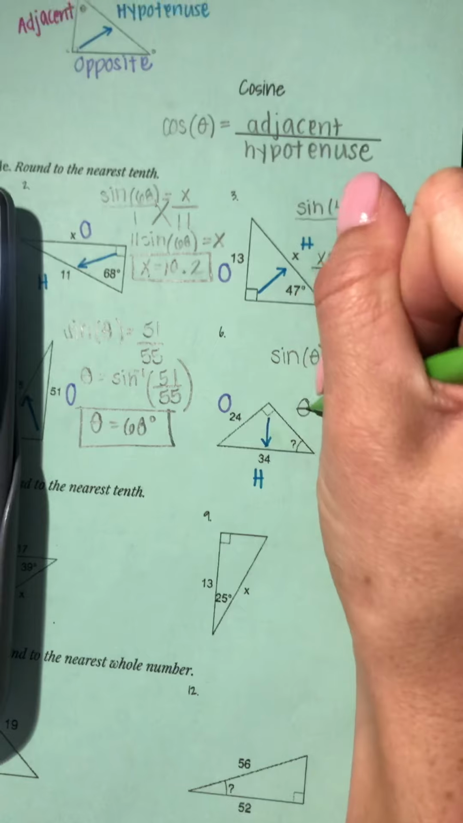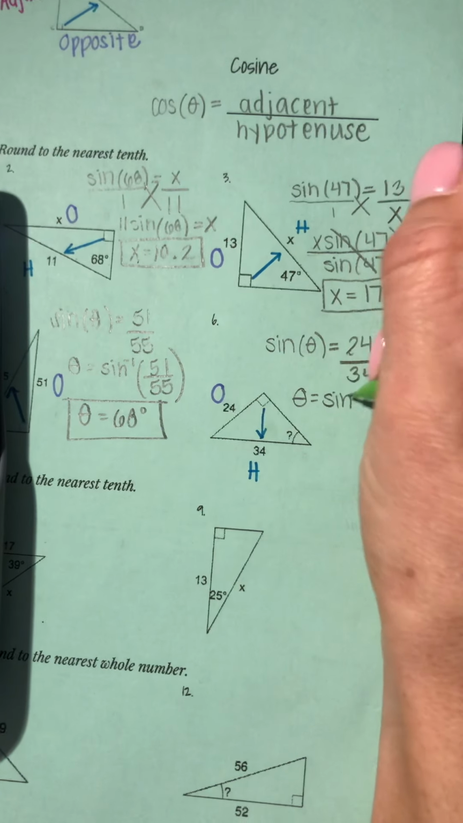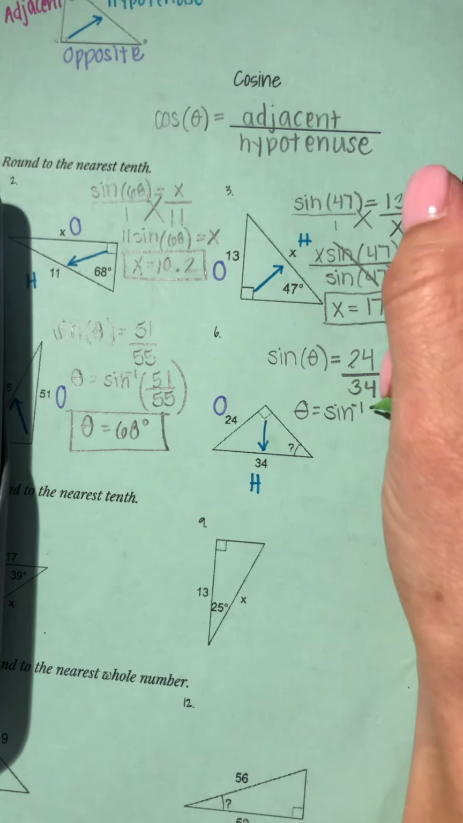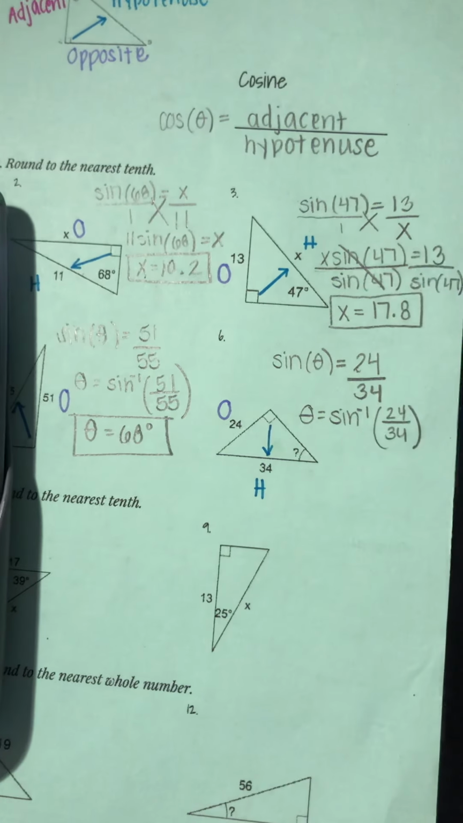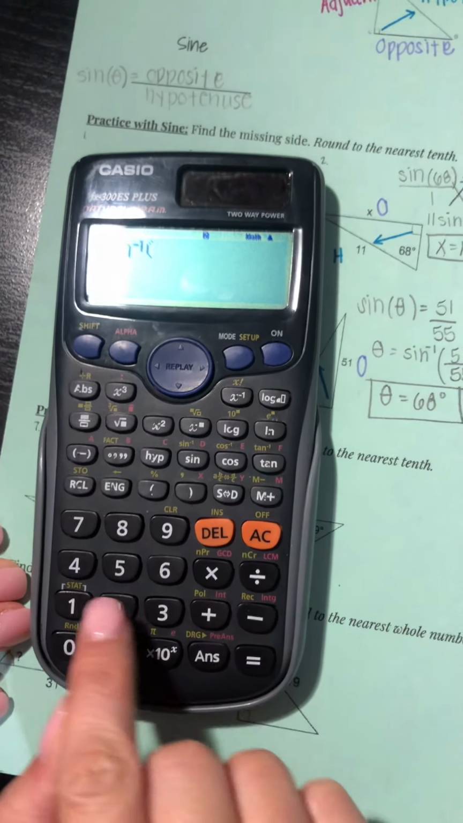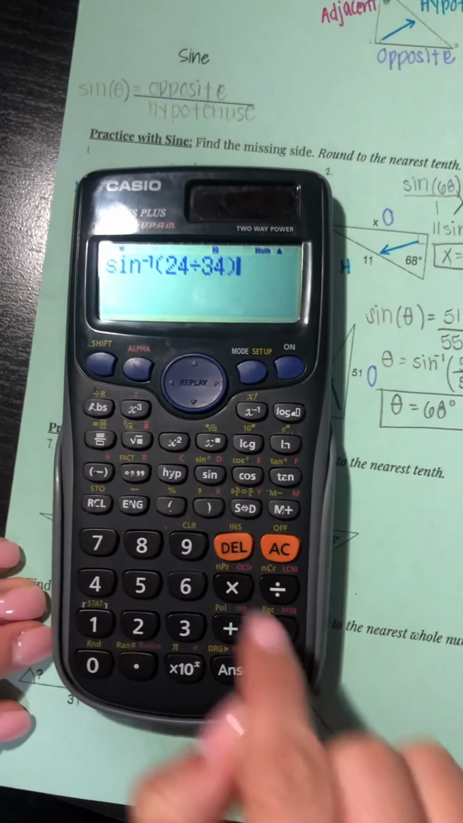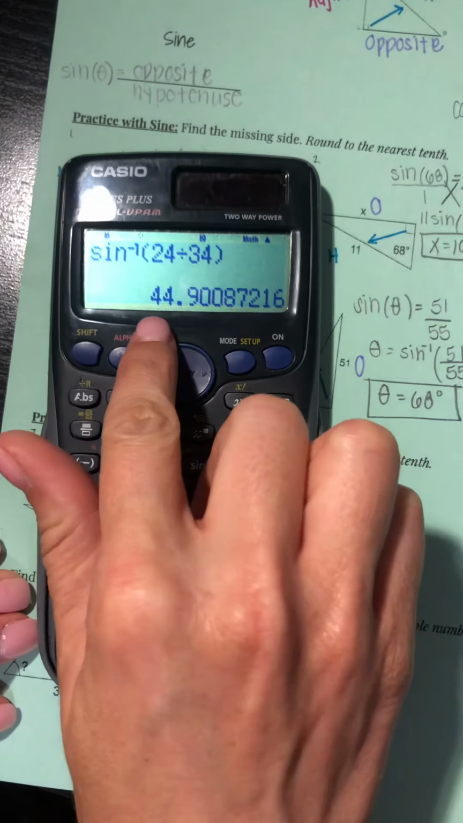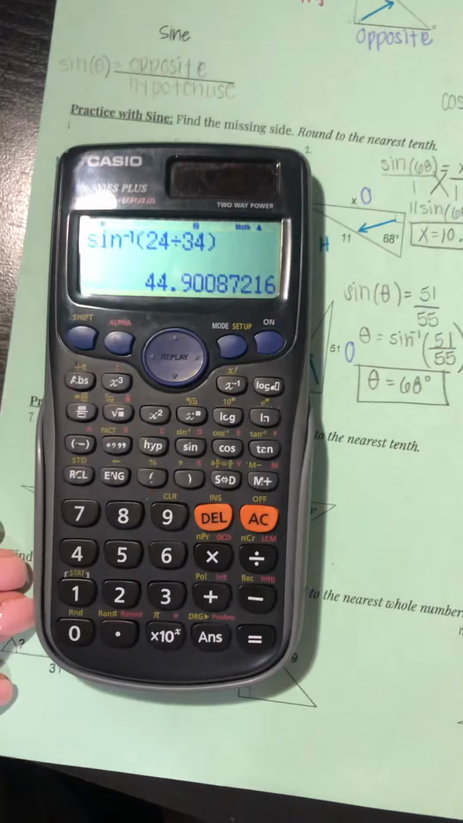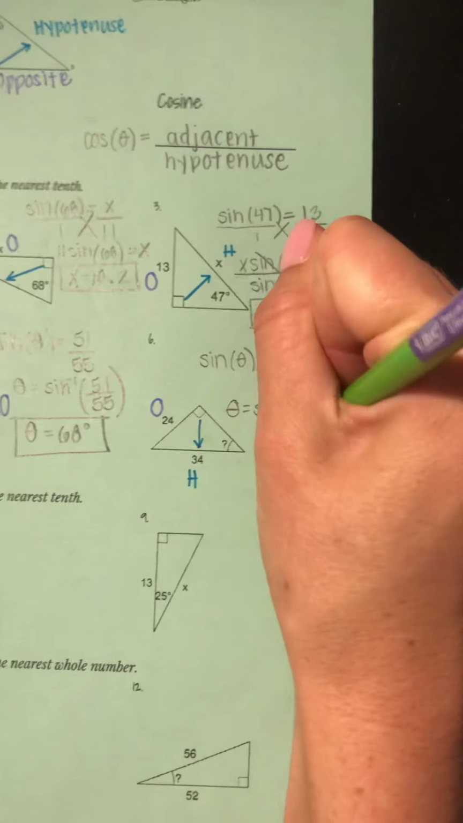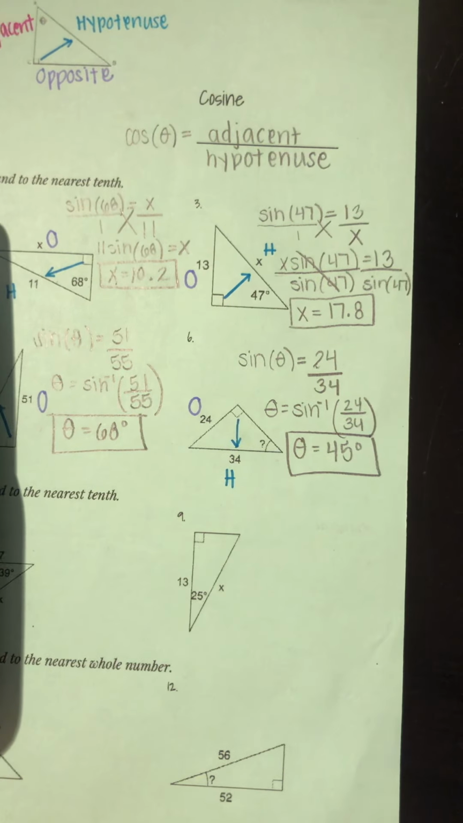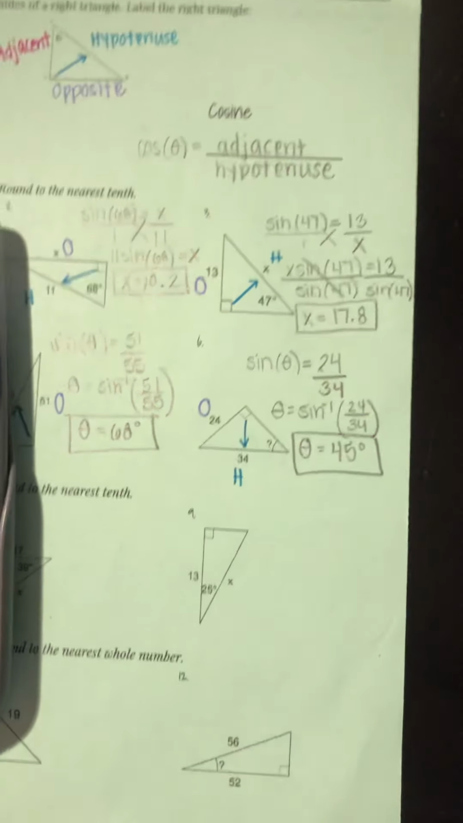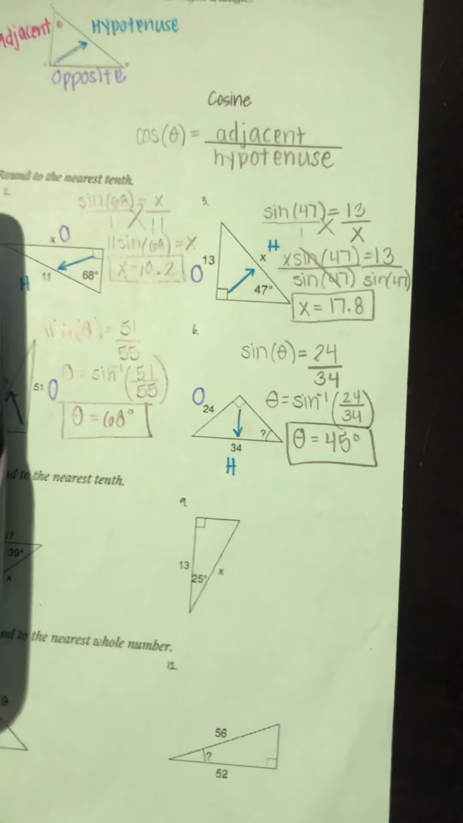And so you're going to do the opposite of sine again, which is sine inverse. And then shift sine, 24 divided by 34. And then rounding it to the nearest whole number, it'd be about 45 degrees. Okay, so that's sine. So sine's always opposite over hypotenuse.